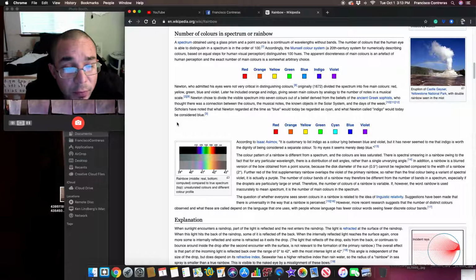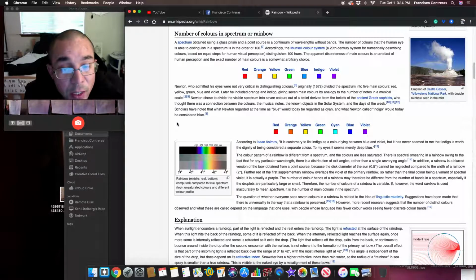So rather than the final color being a variant of spectral violet, it is actually a purple. The number of color bands of a rainbow may therefore be different from the number of bands in a spectrum, especially if the droplets are particularly large or small. Therefore, the number of colors of a rainbow is variable. If, however, the word rainbow is used inaccurately to mean spectrum, it is the number of main colors in the spectrum.